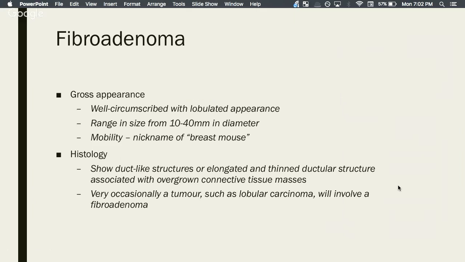In terms of how they look, they are well circumscribed, and on exam they're mobile, so they have a nickname of breast mouse, which is very strange. On histology, they have duct-like structures and basically overgrown connective tissue masses. Sometimes a lobular carcinoma will involve a fibroadenoma, so you can have neoplastic changes as well as the fibroadenoma.